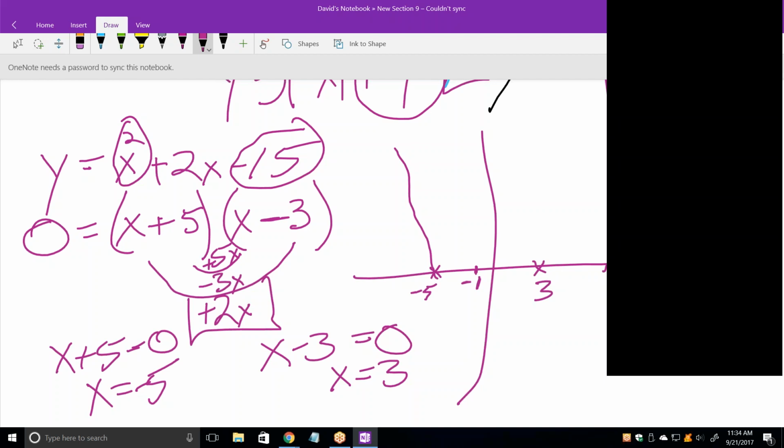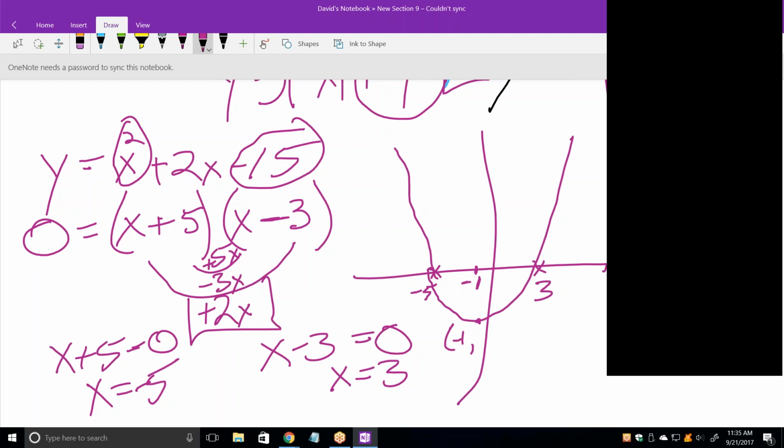So I know my vertex is somewhere down there. We'll get to where the y-coordinate is. But this thing's going to look something like that. Now, I know the x-coordinate of my vertex, right? It's -1. What's the y-coordinate? It would be 0, wouldn't it?